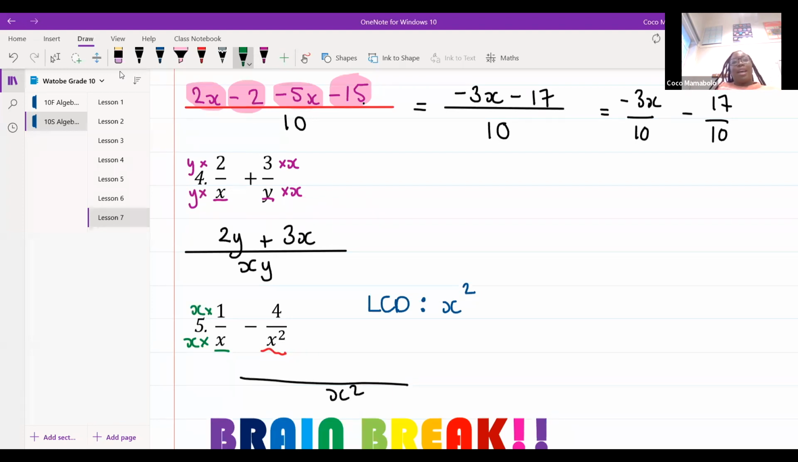Now on this side, what did I multiply x squared by to get it to be x squared? That's it. By 1. X squared times 1 is equal to x squared. So I'm going to multiply the top by 1, which is pointless. It's the same thing. Now I've got x times 1 at the top, which is x, minus 4 times 1, which is 4. So my answer is actually x minus 4 over x squared.